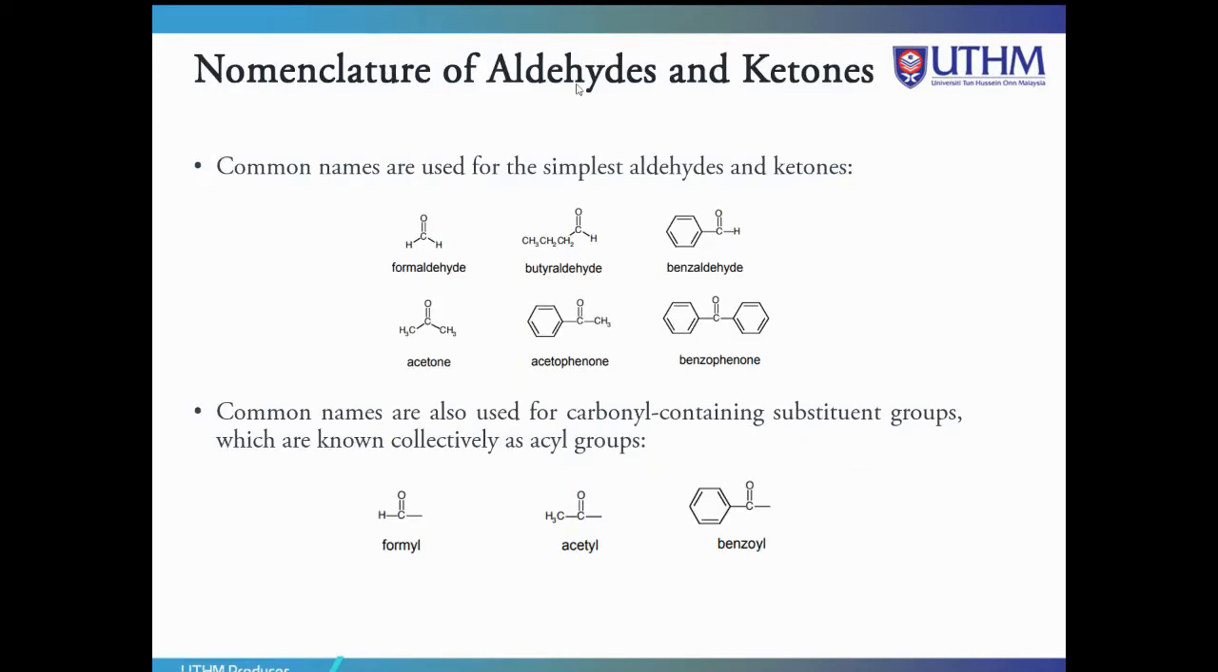Nomenclature of aldehyde and ketone. Common names are used for the simplest aldehyde and ketone. For example, formaldehyde, butyraldehyde, benzaldehyde, acetone, acetophenone, benzophenone. Common names are also used for carbonyl-containing substituent groups, which are known collectively as acyl groups. For example, formyl, acetyl, and also benzoyl.